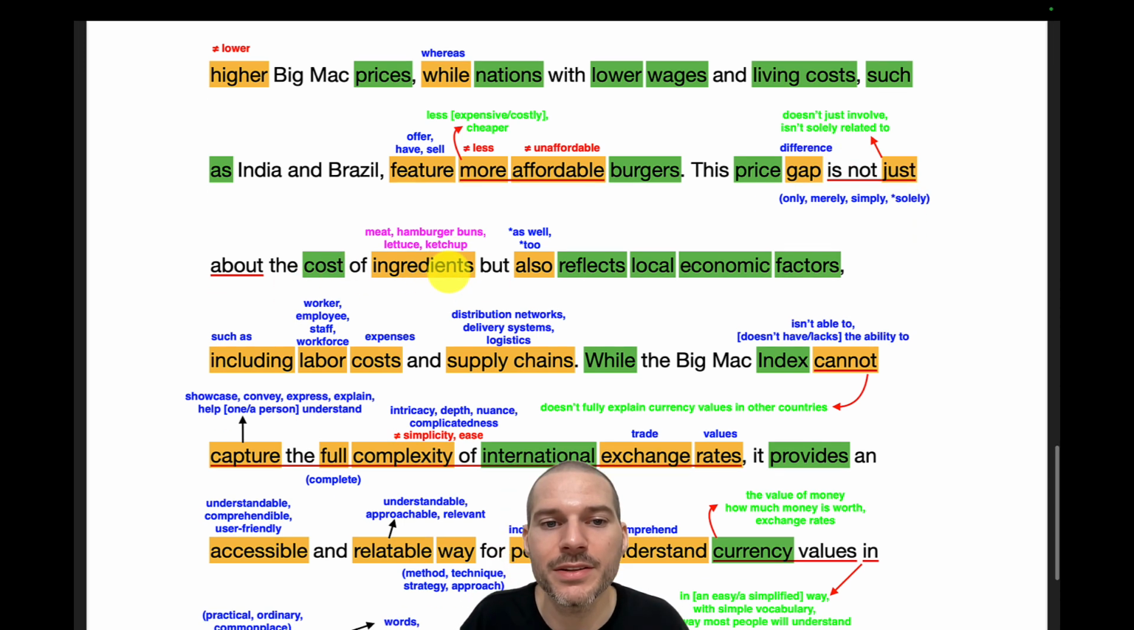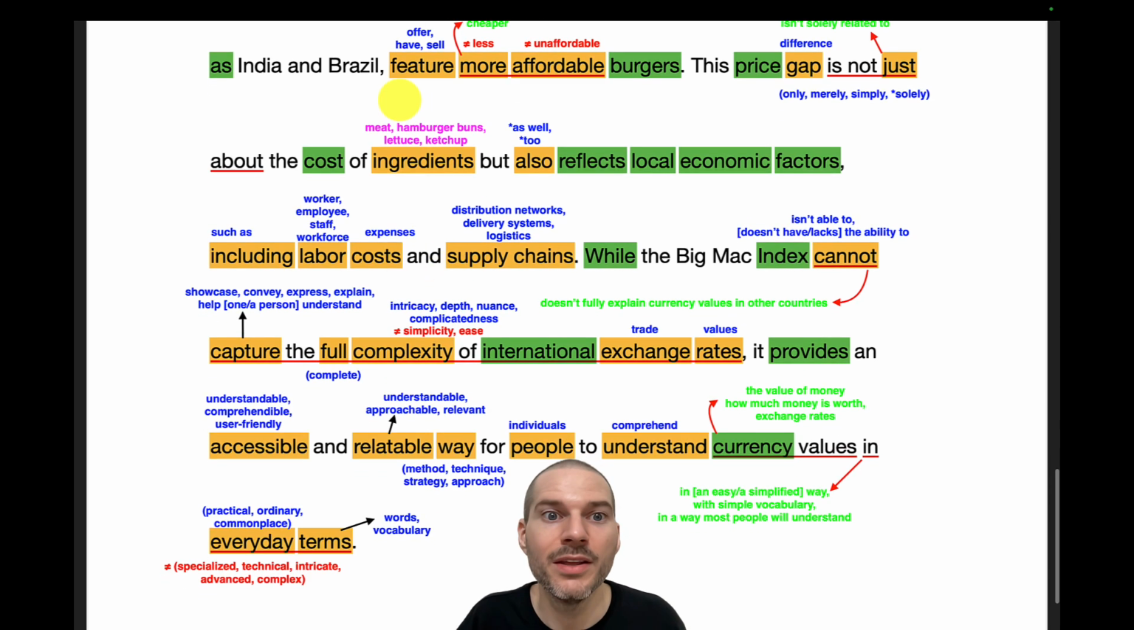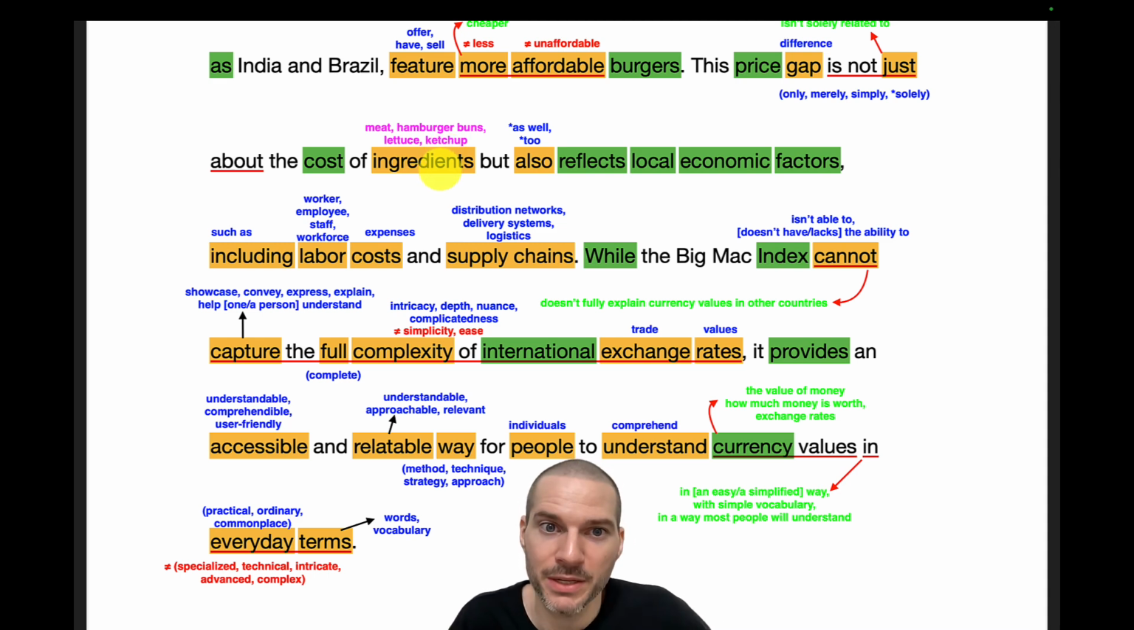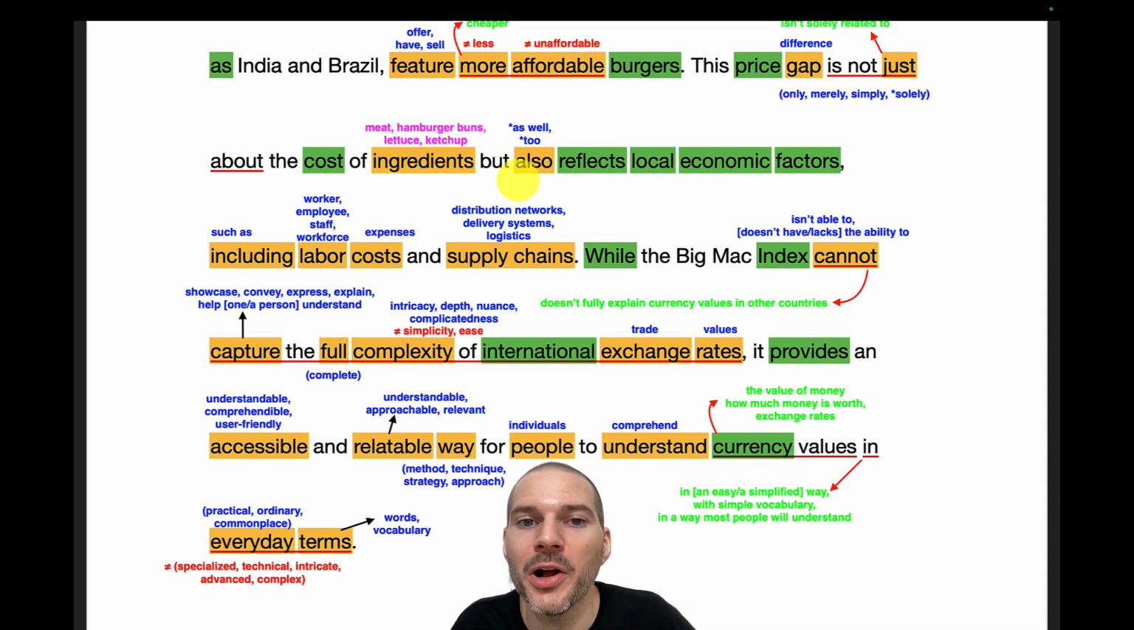And above ingredients, I gave you a bunch of examples. The meat, hamburger buns, lettuce, ketchup. There's all kinds of ingredients, pickles, things like that. But also, the synonyms are as well and to, and these are all adverbs, but you have to use them differently. And that's why I put asterisks with these synonyms.